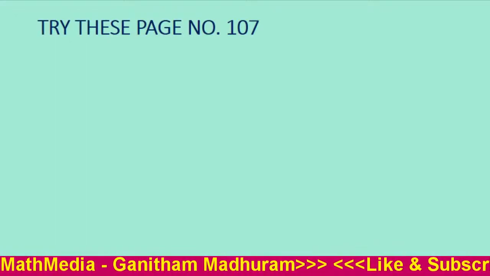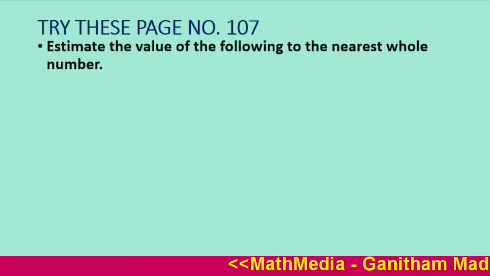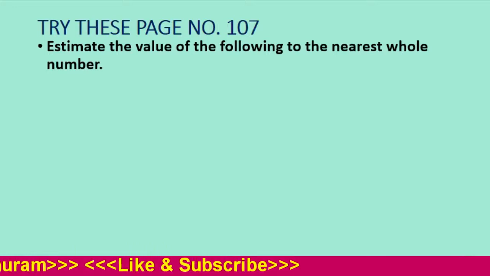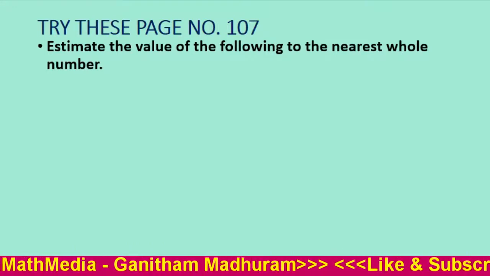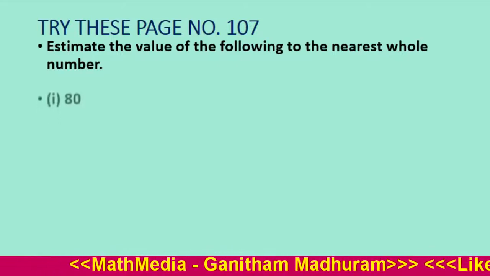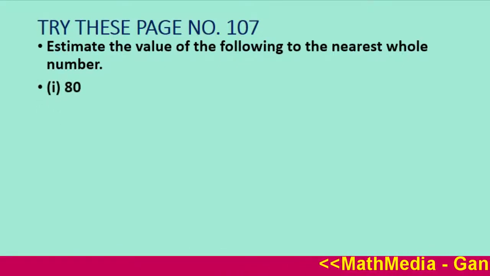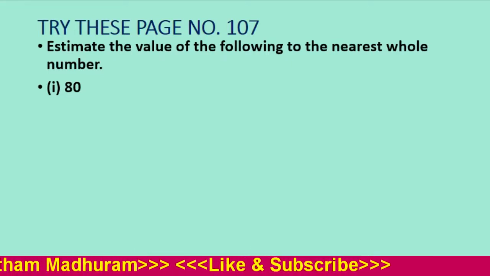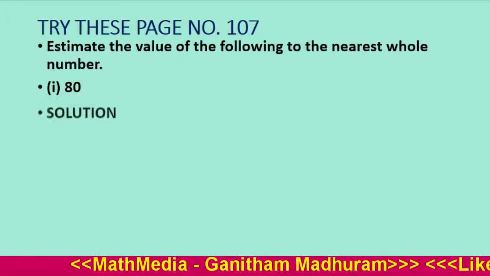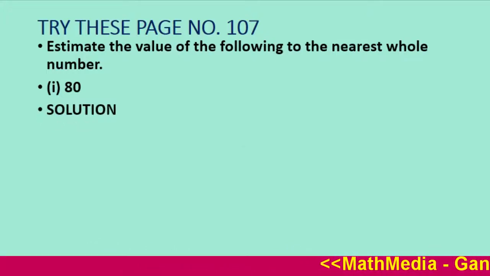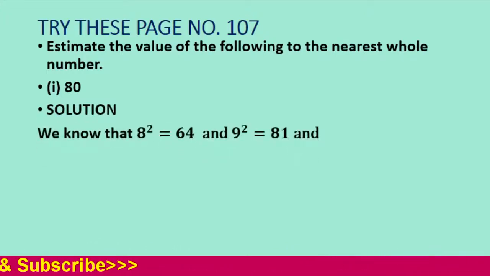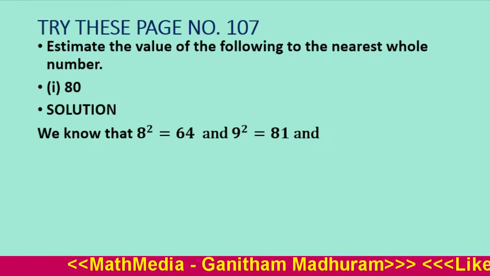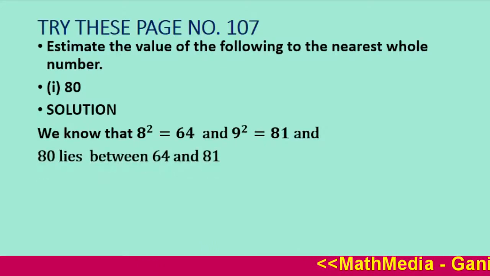Try these questions of page number 107. Estimate the value of the following to the nearest whole number. We can find the approximate square root nearest to the whole number. Our first question, 80. Children, you know that 80 is not a perfect square and it lies between the square numbers 64 and 81. That is 8 square equal to 64 and 9 square equal to 81, and you know that 80 lies between 64 and 81.